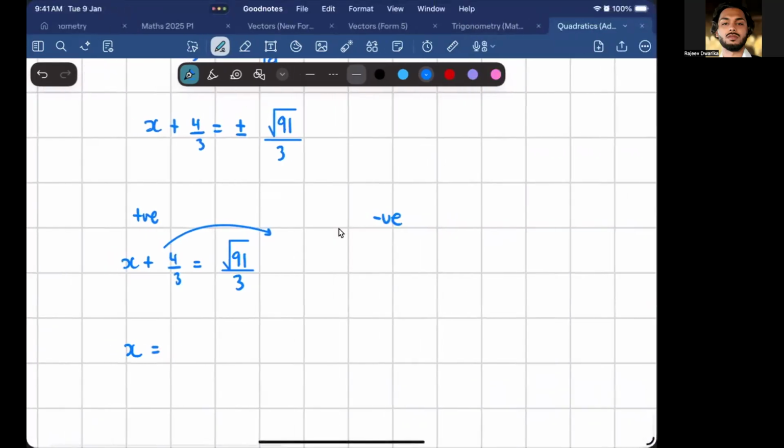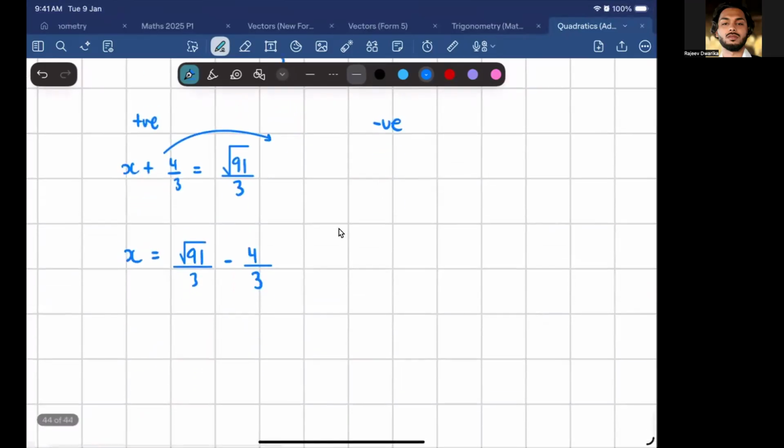minus 4 over 3. Do they have the same denominator? Yes, sir. Right, so I can combine that. If I combine it, what would I write? Root 91 minus 4 all over 3. So that's one of our solutions.